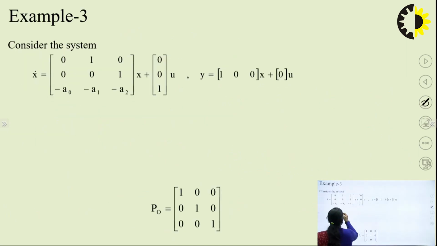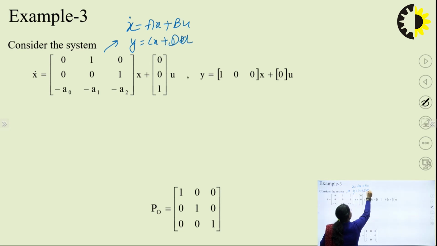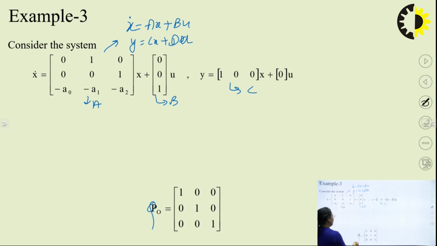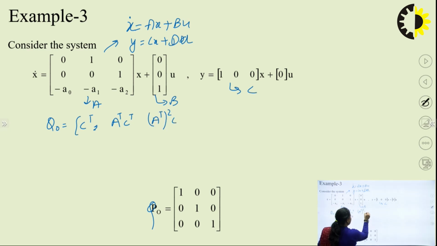observability. So we have this system again where x dot is equal to Ax plus Bu. If you compare this given system with the standard state equation, which is x dot is equal to Ax plus Bu and y is equal to Cx plus Du, then you will get the values of matrices A, B, C and D. So from here, this is the matrix A, this is the matrix B and this is the matrix C, right? So we have to find out the value of Q naught, which will be equal to C transpose, A transpose C transpose, and A transpose square into C transpose.